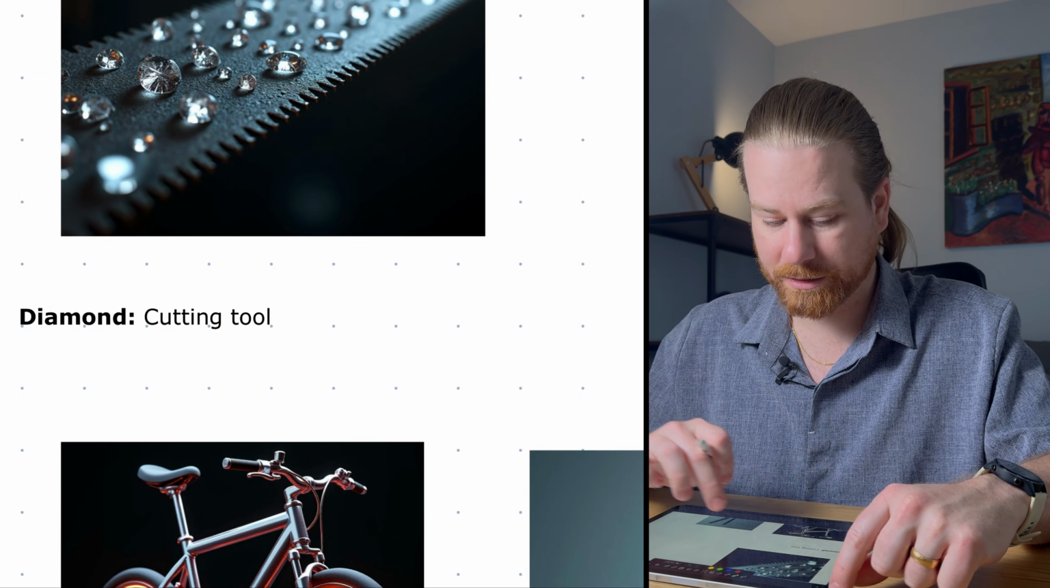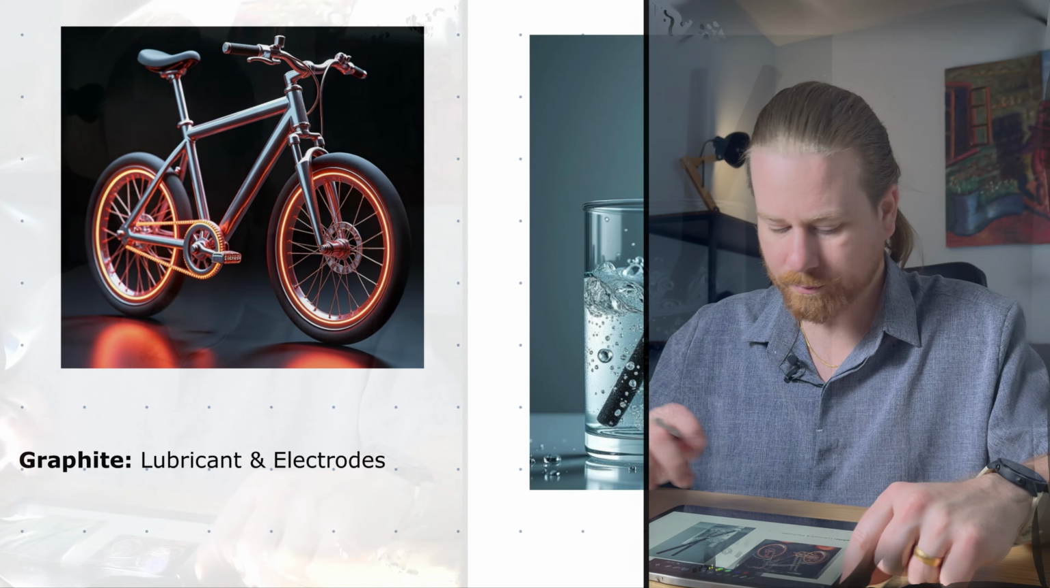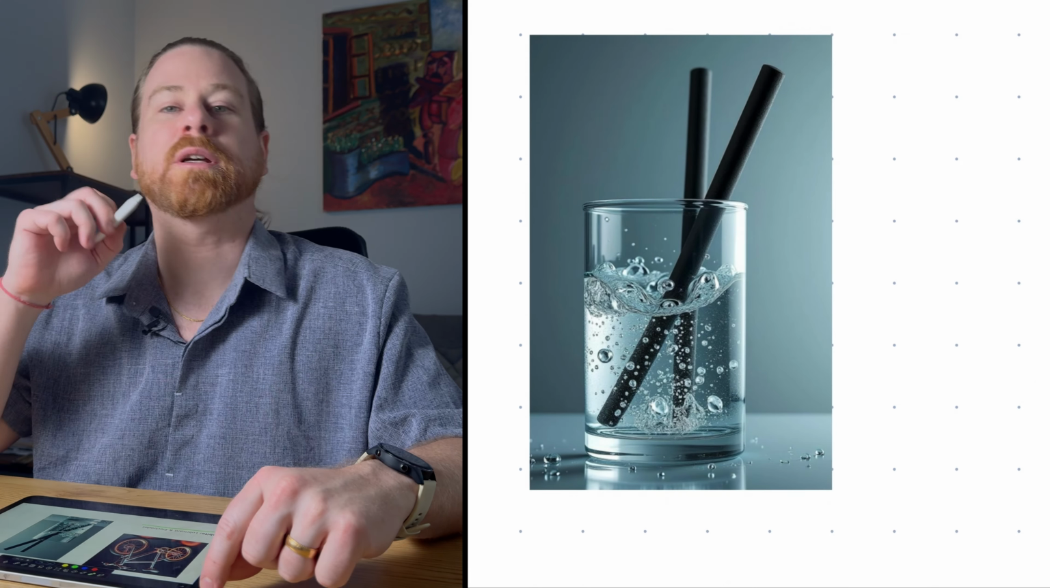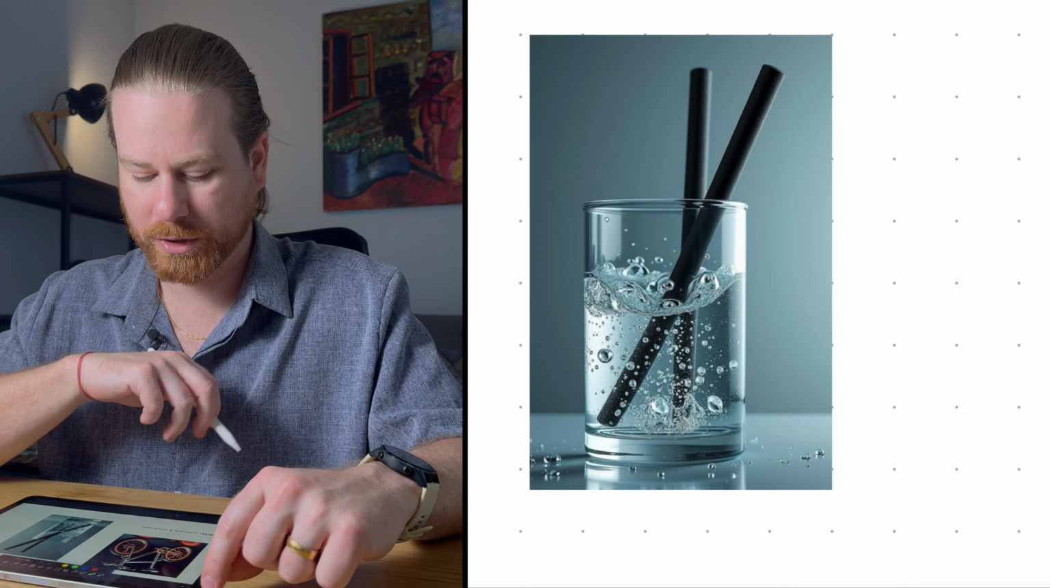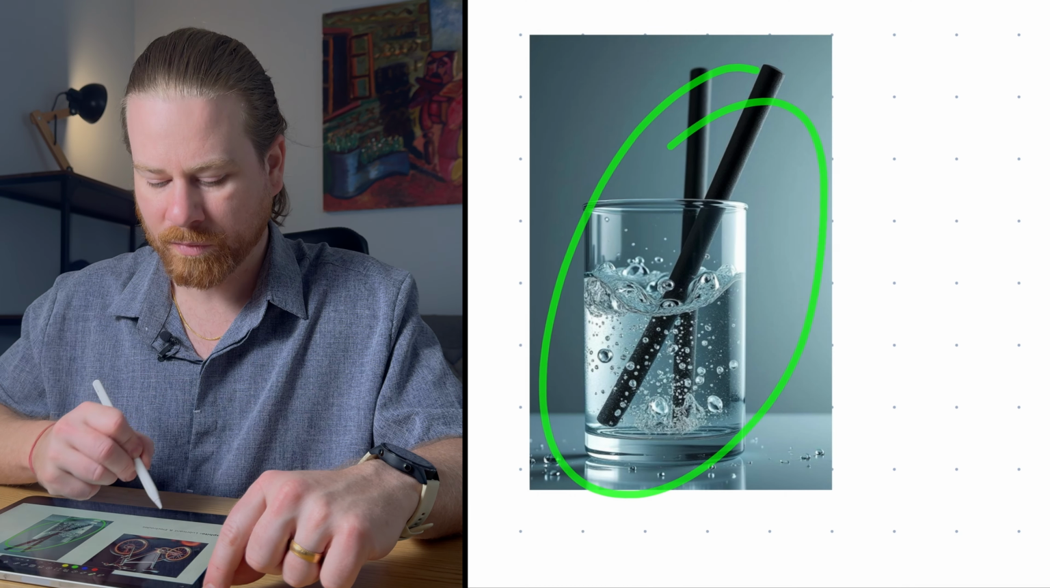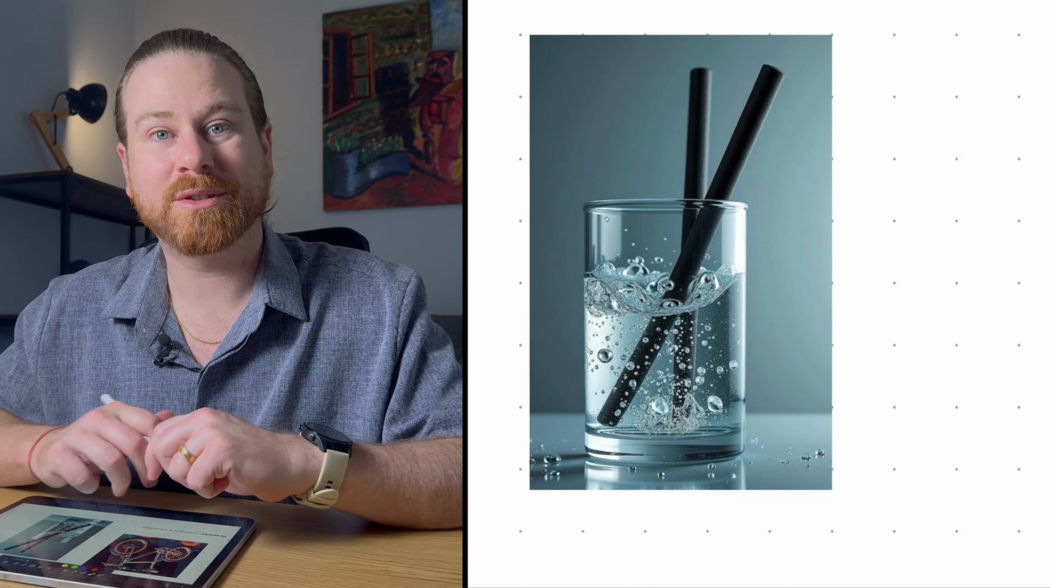Okay, so that's all we need to know for diamond. Then for graphite, yeah, graphite has two uses. So let's talk about this one first. Graphite can be used as an electrode.